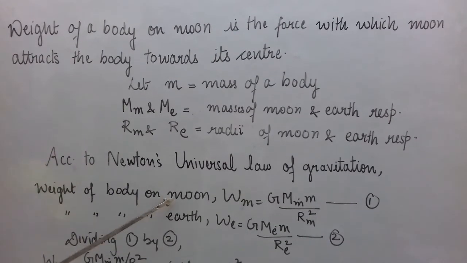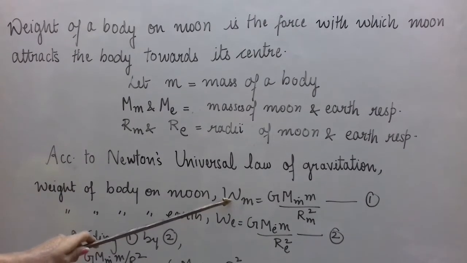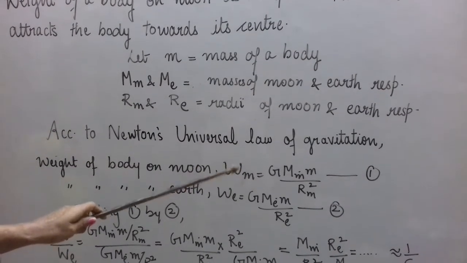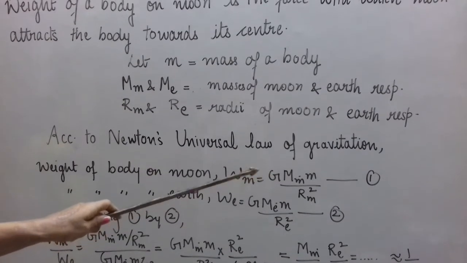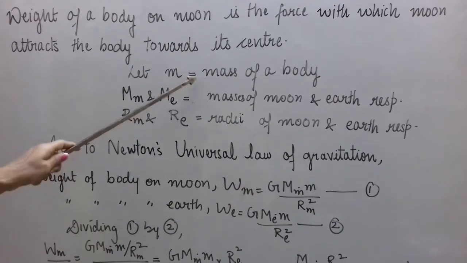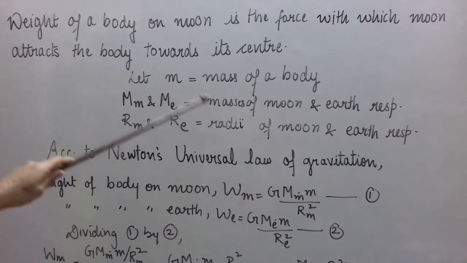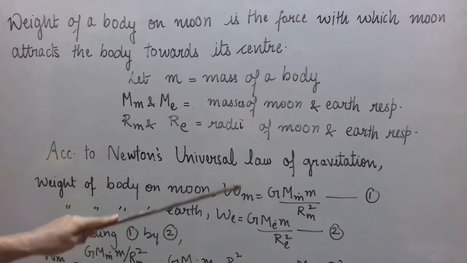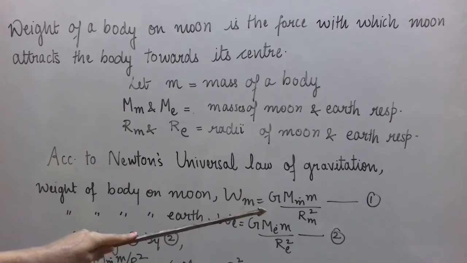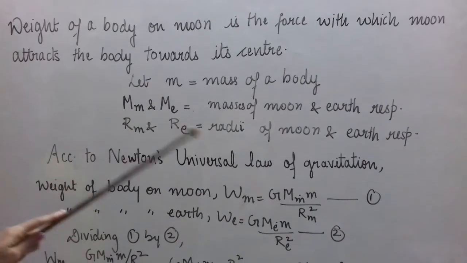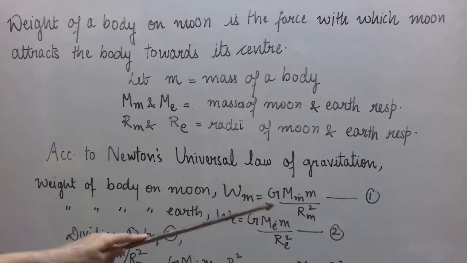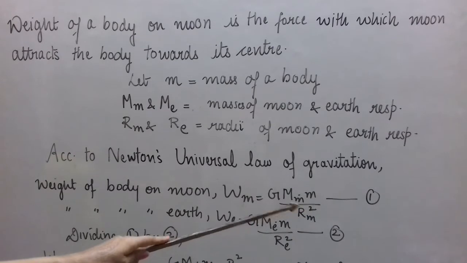Weight of a body on moon, we can represent it by Wm, is equal to, use the universal law of gravitation's mathematical expression. We know it is capital G, product of masses of the two bodies. Here weight of a body on moon, which are the two bodies? One is this body having mass small m, second is mass of the moon. So capital G into Mm into m divided by distance between their centers, that we have to take now as radius of moon, because we will consider that body is point object compared to moon. So divided by Rm square. Number this equation as 1.